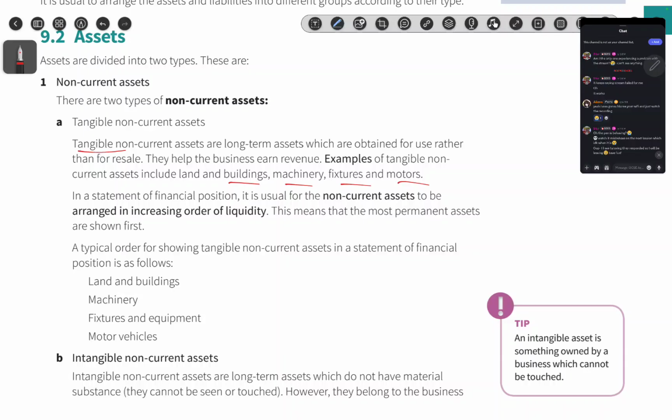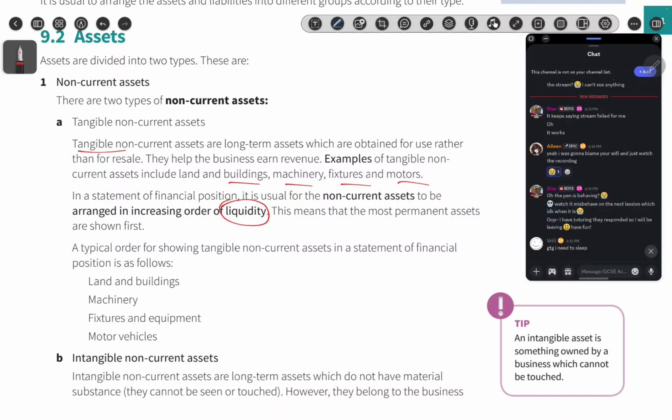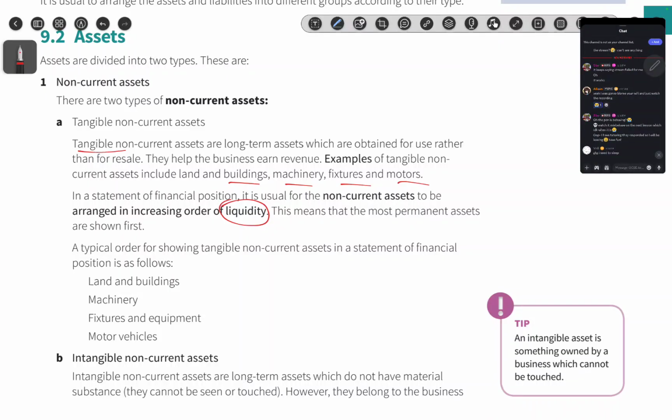In your balance sheet, it's usual for the non-current assets to be arranged in increasing order of liquidity. This means that the most permanent assets are shown first. Liquidity is how close something is to being cash. For example, cash is the most liquid. Bank is also considered liquid. Trade receivables are next because you just have to get the money from your customers.